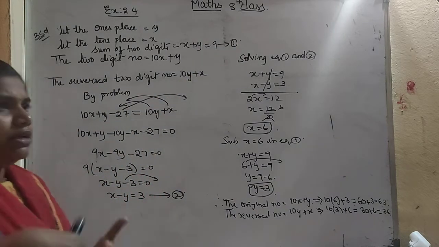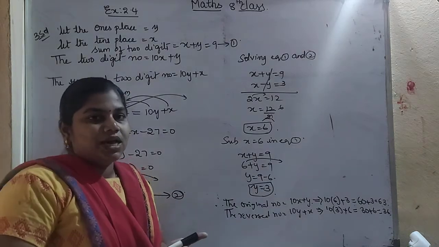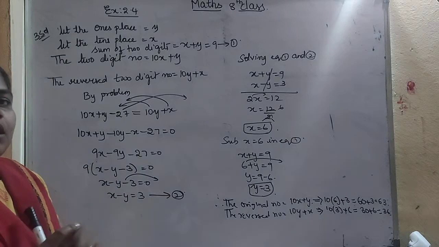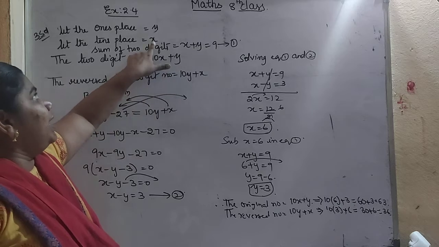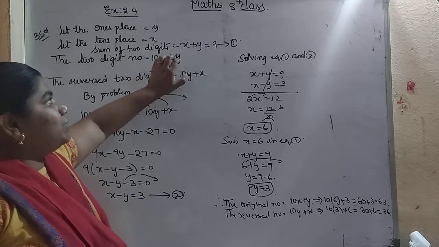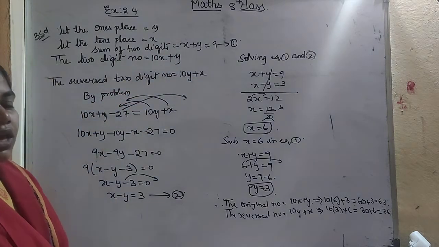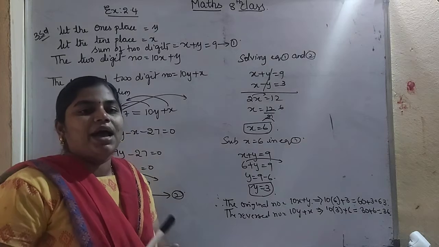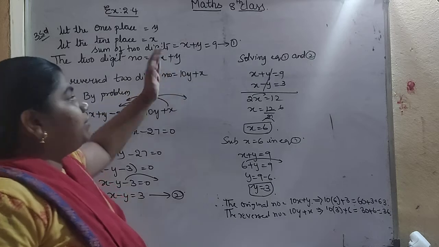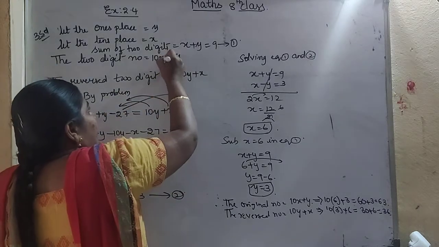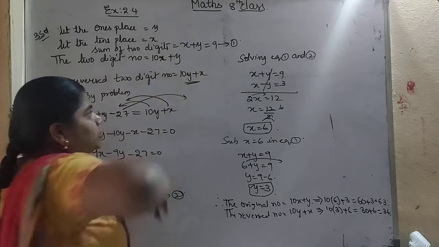And any number with two digits will have a ones place as well as a tens place. So expand that number. y into 1 will be y, plus x into 10 will be 10x. So what is the expanded form of that number? That is 10x plus y. And they told that if you subtract 27 from the original number, the digits will be reversed. That's why I have reversed the values here. I wrote y here and x here. This is the reversed value.